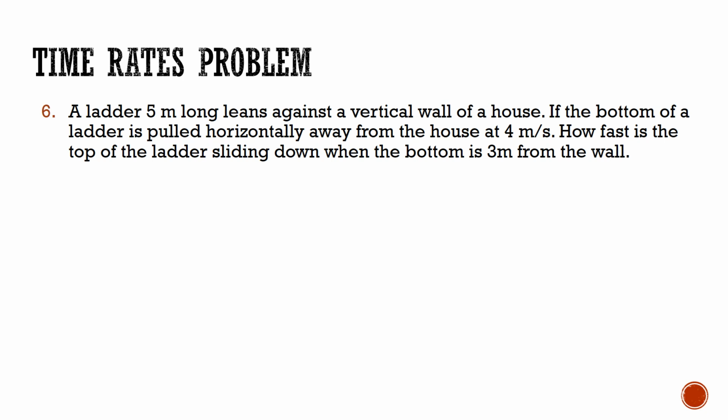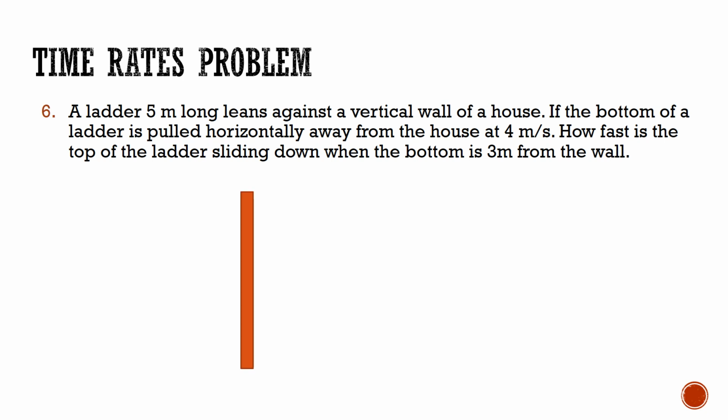For number 6, a ladder 5 meters long leans against a vertical wall of a house. If the bottom of the ladder is pulled horizontally away from the house at 4 meters per second, how fast is the top of the ladder sliding down when the bottom is 3 meters from the wall?